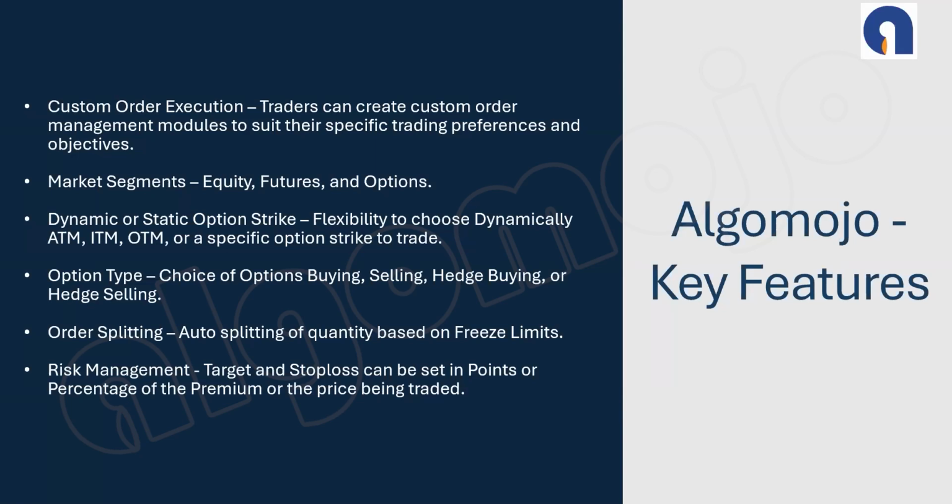Currently, it is only one fixed target and one fixed stop loss that you can set. There are no provisions for multiple targets or trailing of stop loss. These are still under development. As we go along, we will be launching those facilities also in our platform. As of now, it is only fixed stop loss. Currently in the platform, it is only fixed.